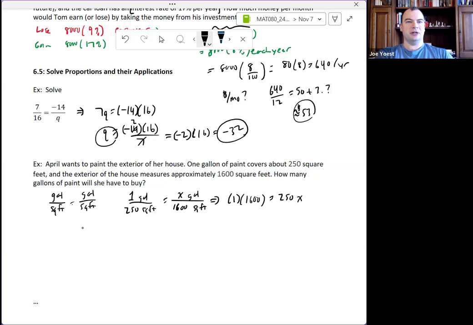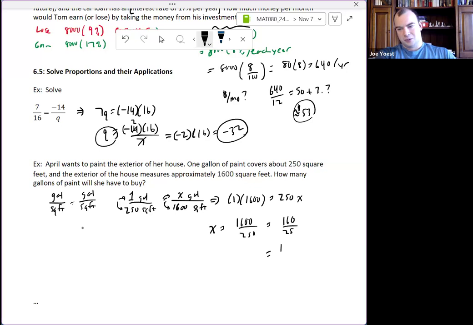But we set up our units. We use dimensional analysis here. We have gallons per square feet on both sides. 1 gallon of paint covers 250 square feet, and we want to know how many gallons of paint to cover 1,600 square feet. So 1 over 250 equals x over 1,600. We cross multiply. 1 times 1,600 equals 250 times x. We divide. x equals 1,600 over 250. We can divide out a factor of 10, 160 over 25.